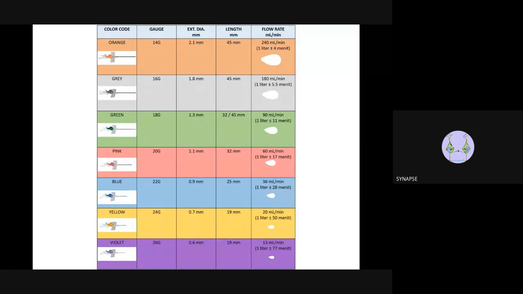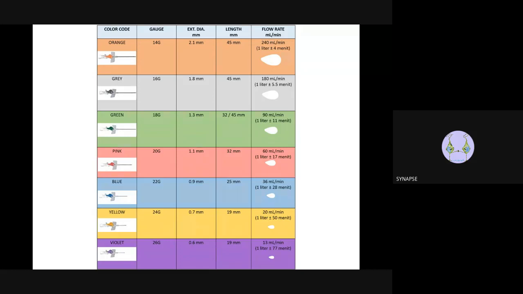If you see the most commonly used, that is green and pink. Green is 18, pink is 20. Now as the gauge increases, as the number increases, have a look: 14, 16, 18, 20. Now look at the flow rate on the right side. How many ml per minute? The orange one is 240, gray is 180, green is 90.